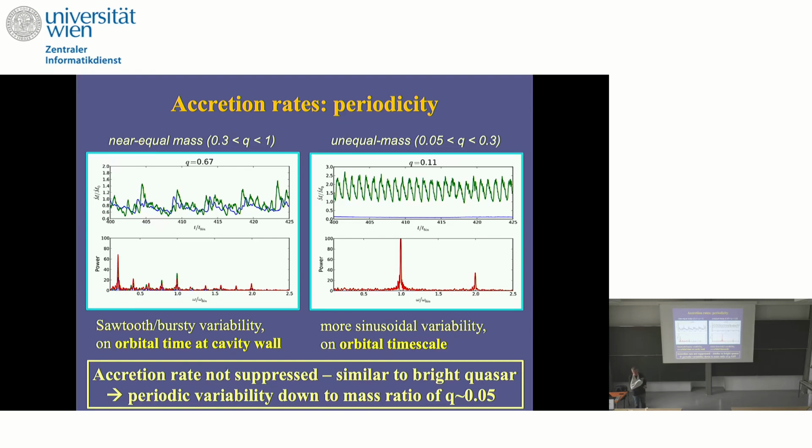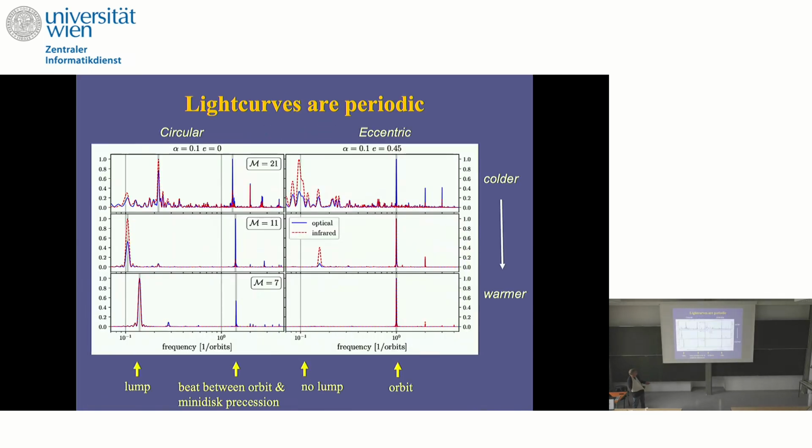So that's basically, I think, all I say for now. Just from hydrodynamics, you expect modulations periodically of the accretion rate. I won't go through it. The same modulation also exists in the luminosity. If you sum up the blackbody emission from the surface of this binary disk, you see basically the same kind of pattern.